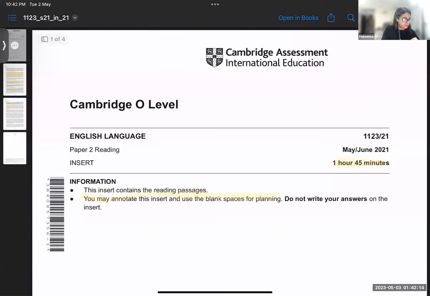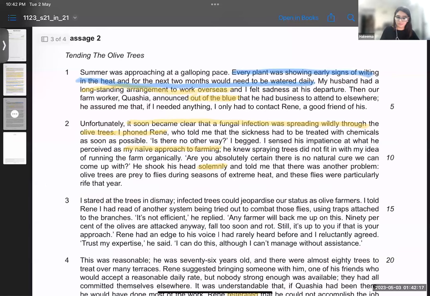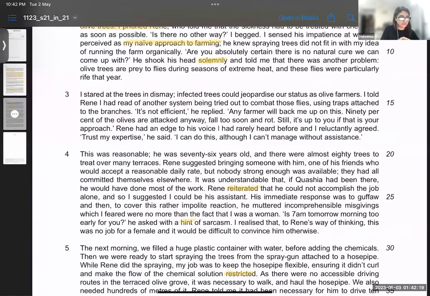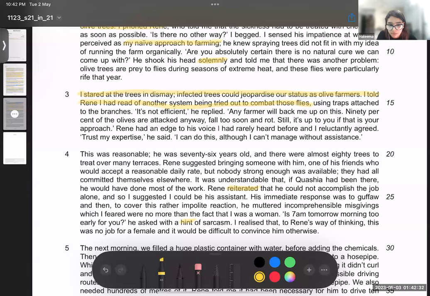So if you look at the question paper, the insert itself, this line is right here. I stared at the trees in dismay. Right. So he says, infected trees could jeopardize our status as olive farmers. So reading this line, can you try to understand what the statement means? It's trying to say that something bad will happen. And when they're saying status as olive farmers, their identity as olive farmers, or the fact that they are known as olive farmers and it's going to be jeopardized, that means there's going to be a negative impact to it.